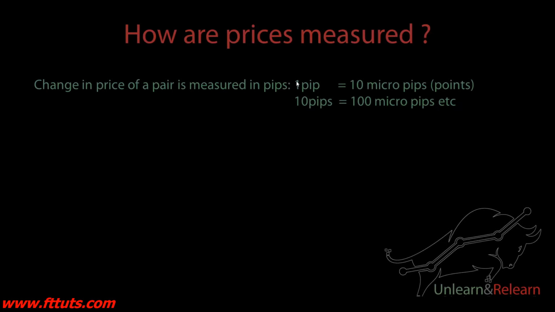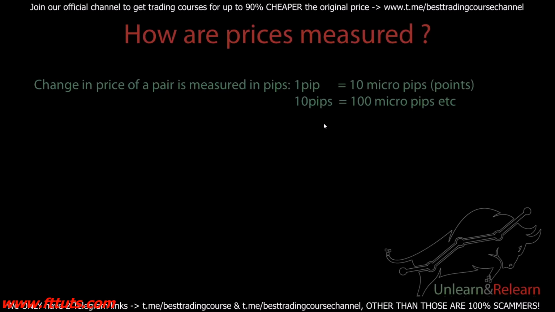Now, in the same way, 10 pips equals 100 micropoints, or 100 micropips. So basically, we're only going to talk about pips in terms of pips. So when you say, oh, my price moved 10 pips, that's going to be like 100 micropips or 100 points. So for general talking terms, we're only going to focus on 1 pip, 10 pips, 15 pips, and so on.